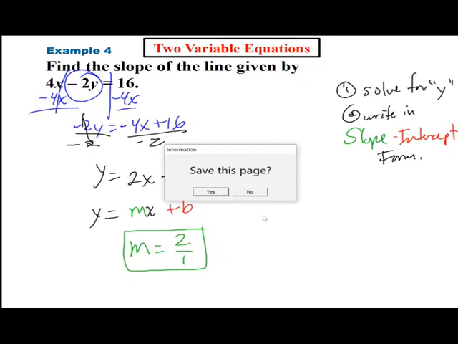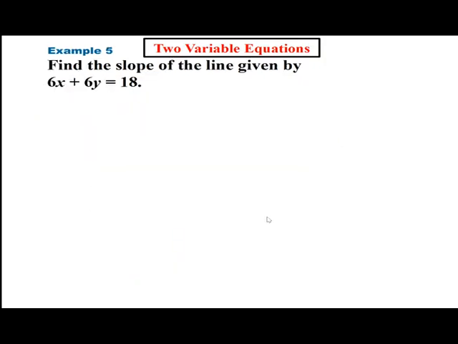Copy this next one by yourself: 6x plus 6y equals 18. You don't have to copy the instructions. 6x plus 6y equals 18. Find the slope.